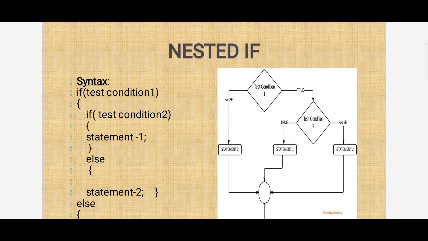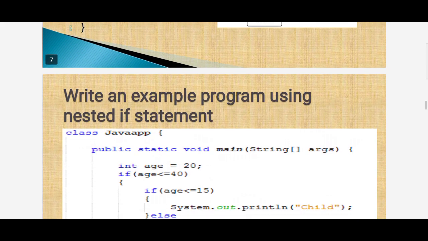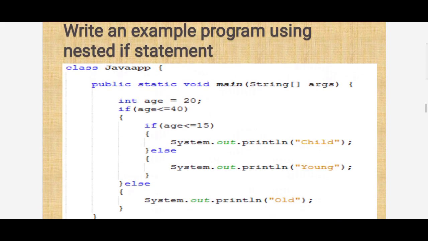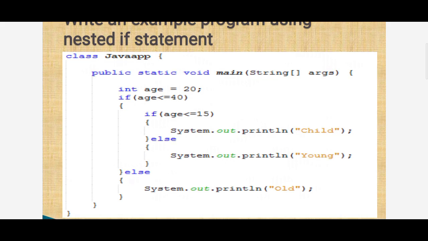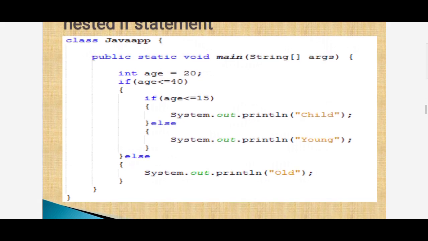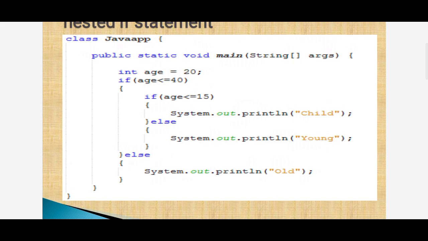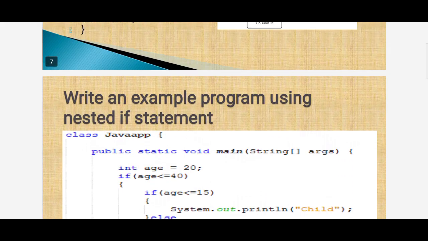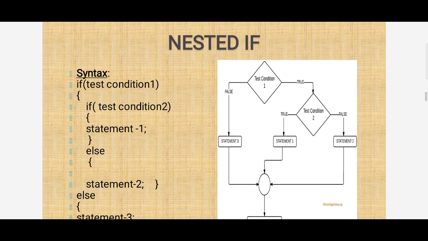The next one is the nested if statement. Here we have a good example. If age is less than 15, it is a child; if age is less than a particular age, 40, it is young; if above 40, the output is old. This is the example for the nested if.